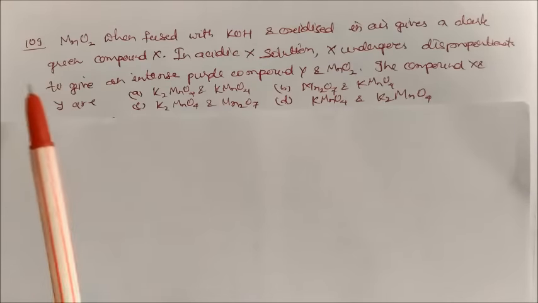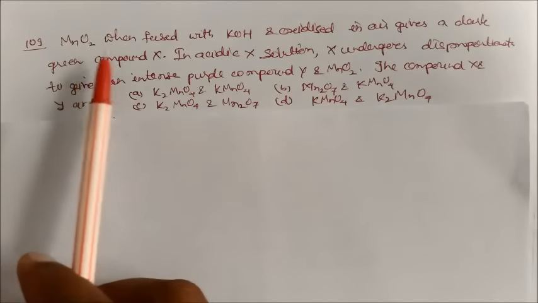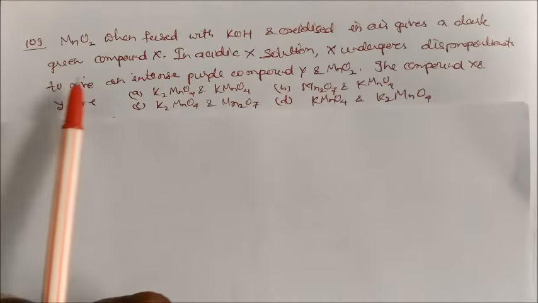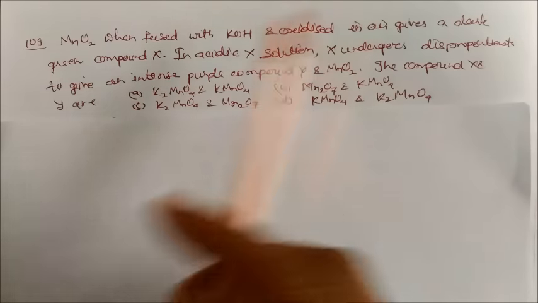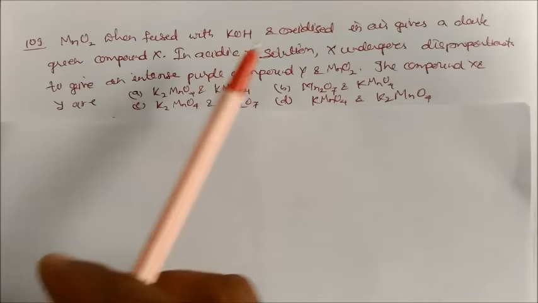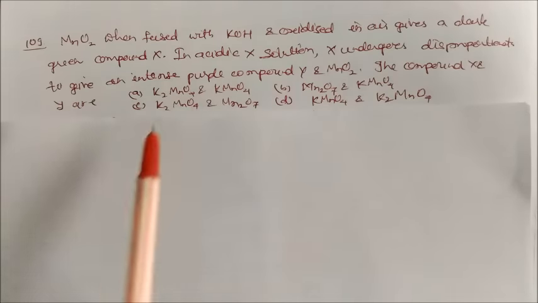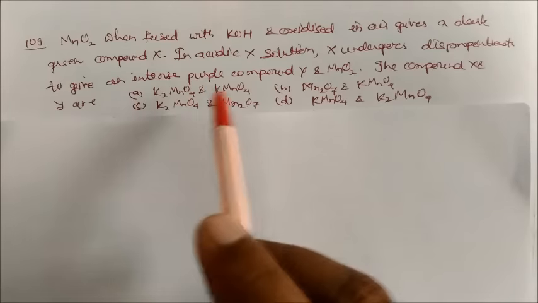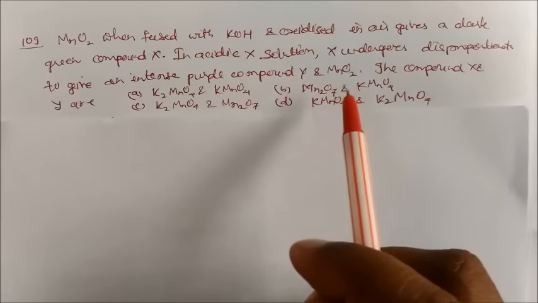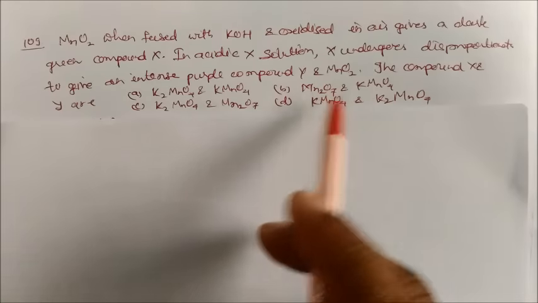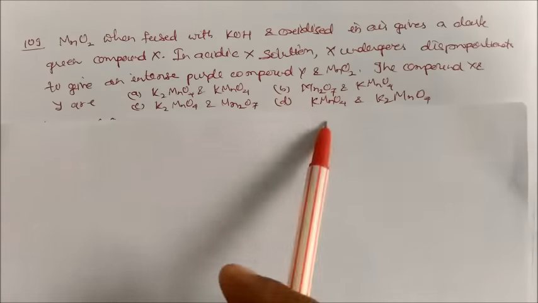Manganese dioxide, when fused with potassium hydroxide and oxidized in air, gives a dark green compound X. Now in acidic medium, this X solution undergoes disproportionation, and it will give an intense purple compound Y and MnO2. So what are the compounds X and Y respectively? So we are given two compounds, X and Y. So let us see the reaction.